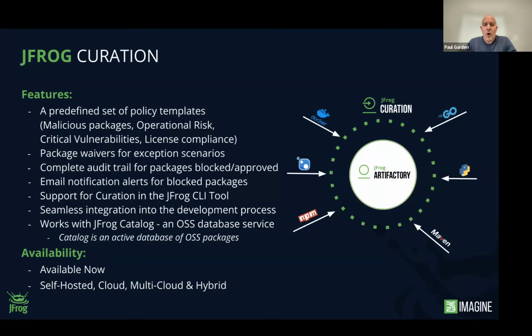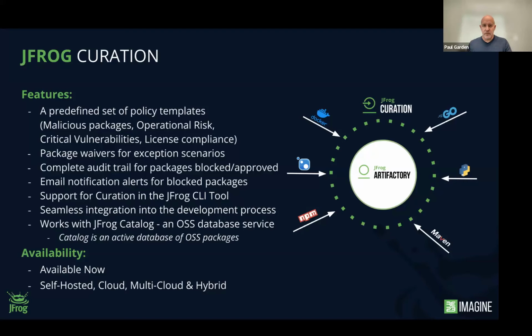So what's in the box of curation? What are the features, and how do we achieve this? Well, we have a set of policy templates that are ready-made for a developer or a security person to set up in their environment. Normally it's a DevOps or a security person, and they can set up policies around malicious packages. The operational risk is whether things are maintained, or old, or new. You can keep out critical vulnerabilities, and also the licenses that you don't want coming into your organization.